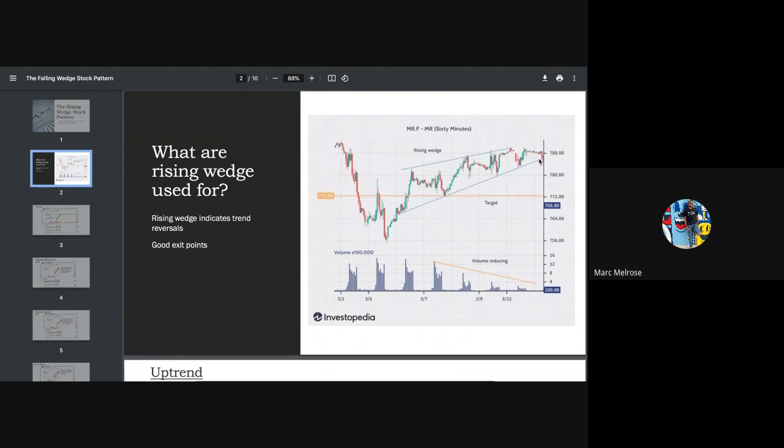And ultimately, once it breaks beneath the support, that's when you can start to say, okay, if you want to get out of the trade, and let's say you got in down here, you're trying to find a good spot. Once it breaks beneath the support line, that's a good place to go ahead and take profits or get out of the trade. And if you were looking to do a put option on it, once it breaks beneath this line, this is a good place to start setting up those put options.